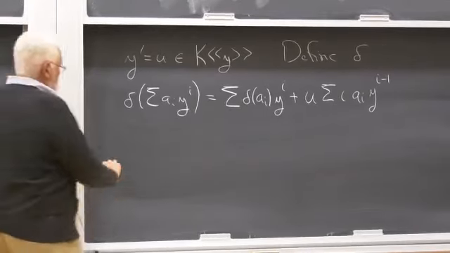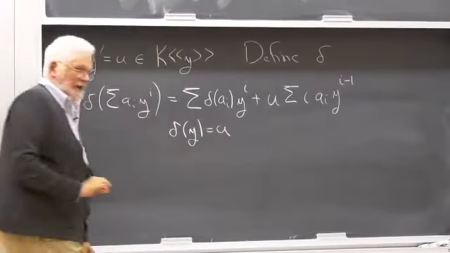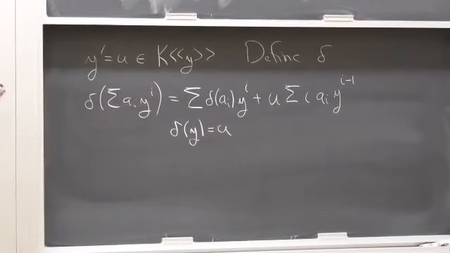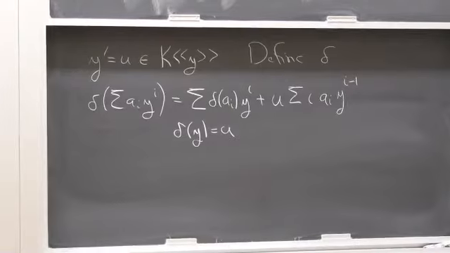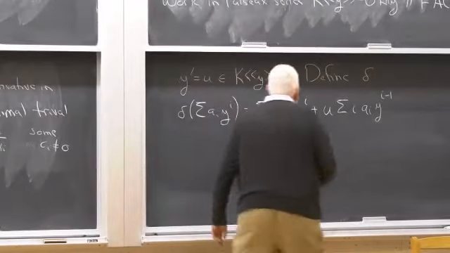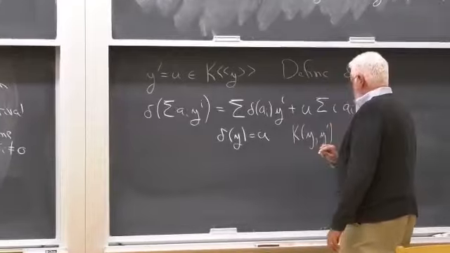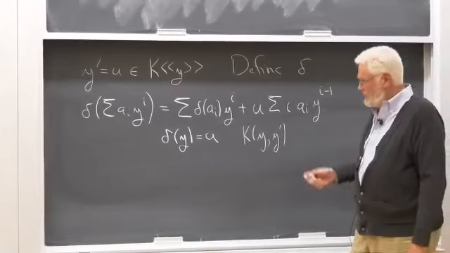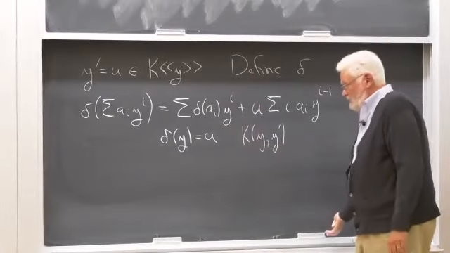I built the derivation exactly so that delta y is u. I've chosen u so it satisfies the right algebraic equations with respect to y. And now I've defined the derivation so that delta of y is u. So this extends the derivation on k of y prime. But the derivation is now on the full Puiseux series, and it extends the natural derivation we'd have on y prime.